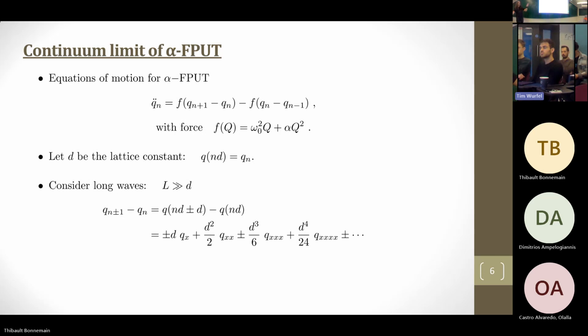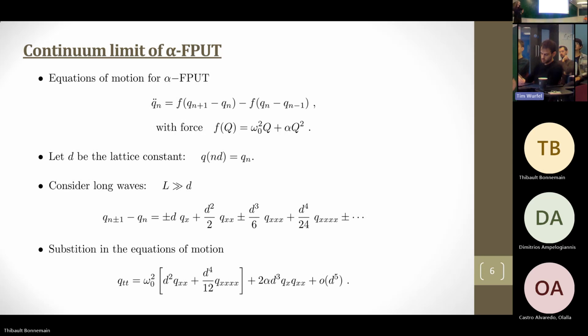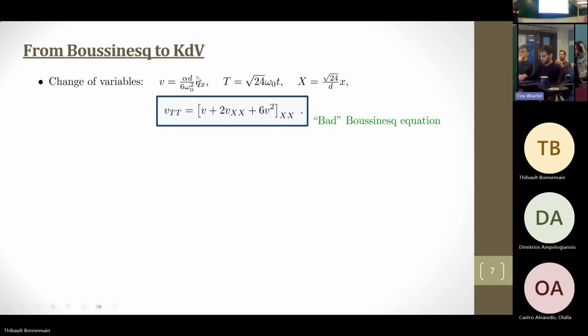Okay. And then taking this expansion and putting it in the equations of motion, I end up with this nonlinear PDE in terms of q, up to terms of order 5 in d that I neglect, right? So here as you may notice, this equation only depends on the derivatives of q and not on q itself. So typically it's rewritten in terms of a new variable v, which is defined like that. And after some additional rescaling, we end up with what is called the bad Boussinesq equation.